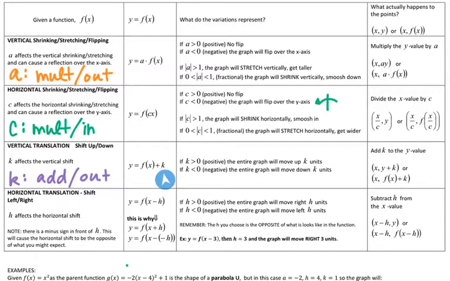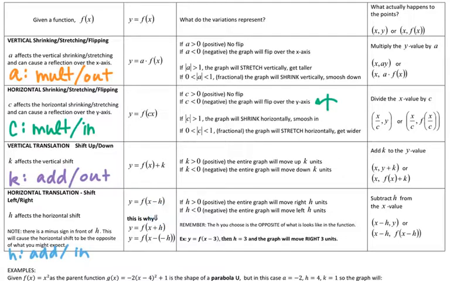Now we'll talk about K, our vertical translation. Notice K is added and it's on the outside of the grouping mechanism. If you add a positive number, the graph moves up K units. If you add a negative number, the entire graph shifts down K units. So you would be adding or subtracting K to the y value in any ordered pair.